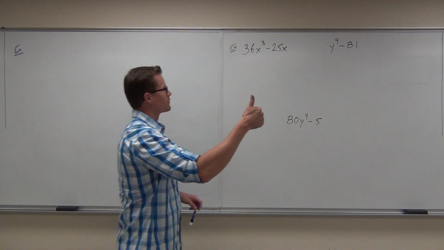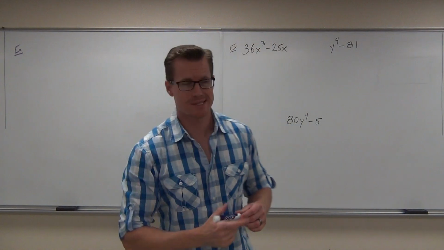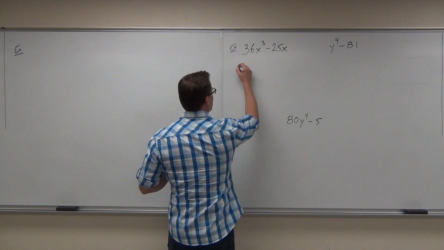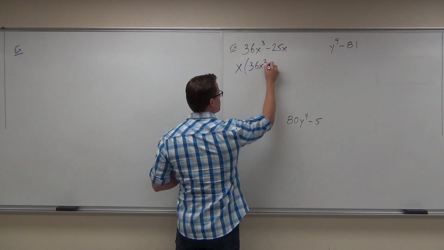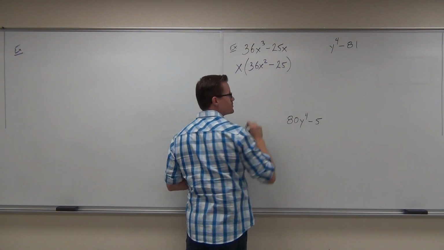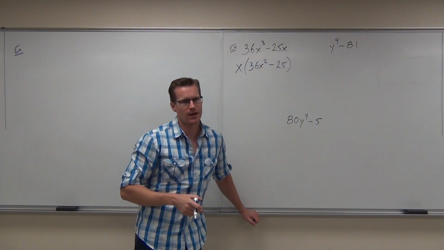Order, check. First term positive, we got it. Do we have a GCF up there besides one? Yes. What is it? X. So when we factor out the x, which is, of course, my first step, we get 36x squared minus 25. Did you make it that far? Yes. Great, you got your GCF. Do we stop there? No. Don't do that. Why not?